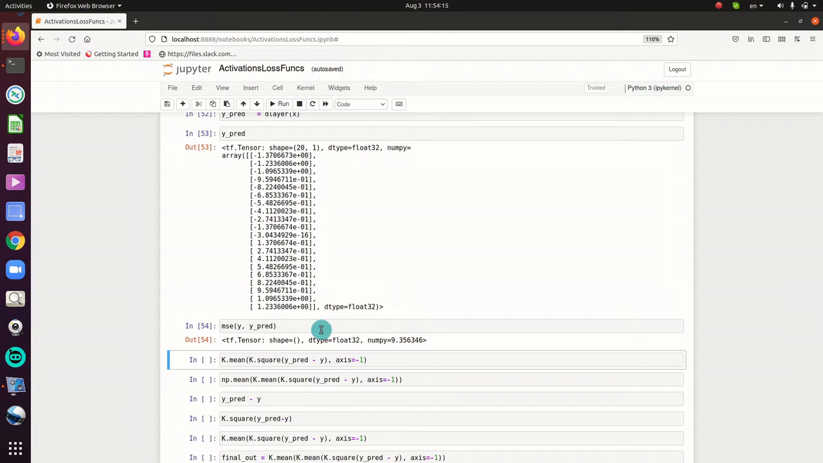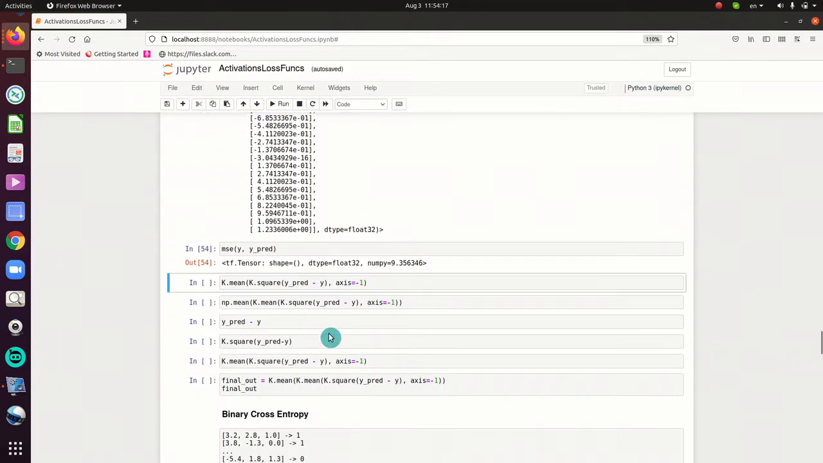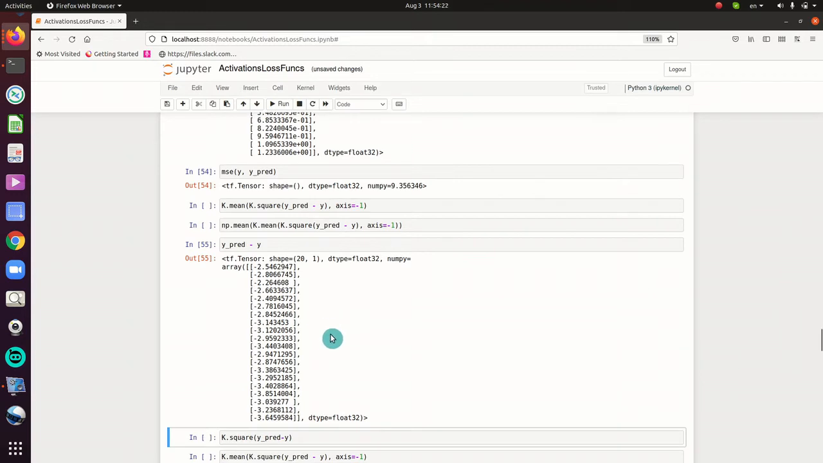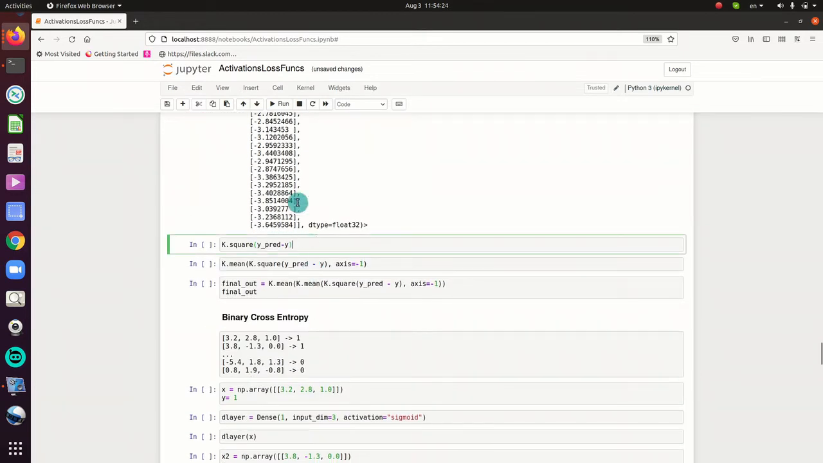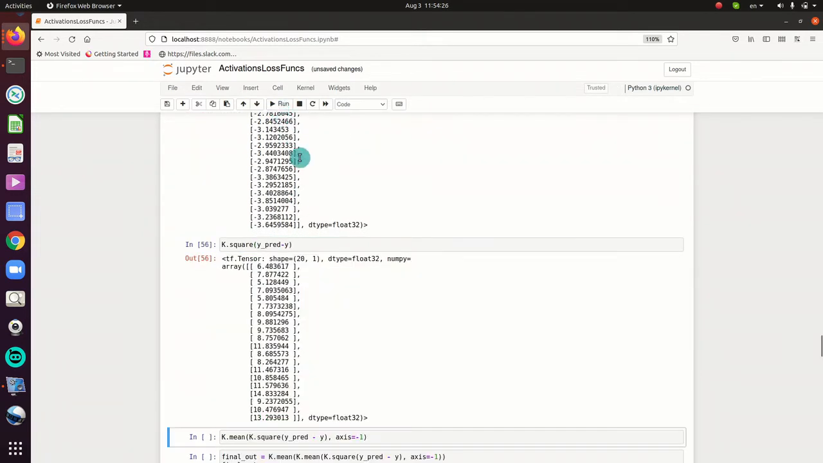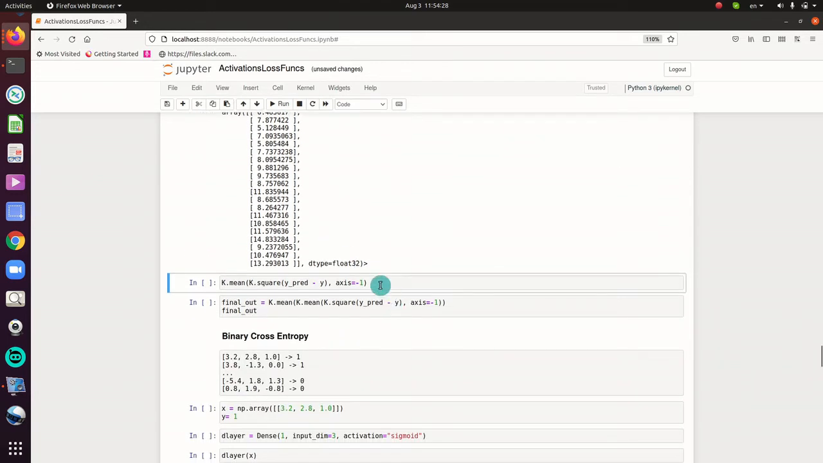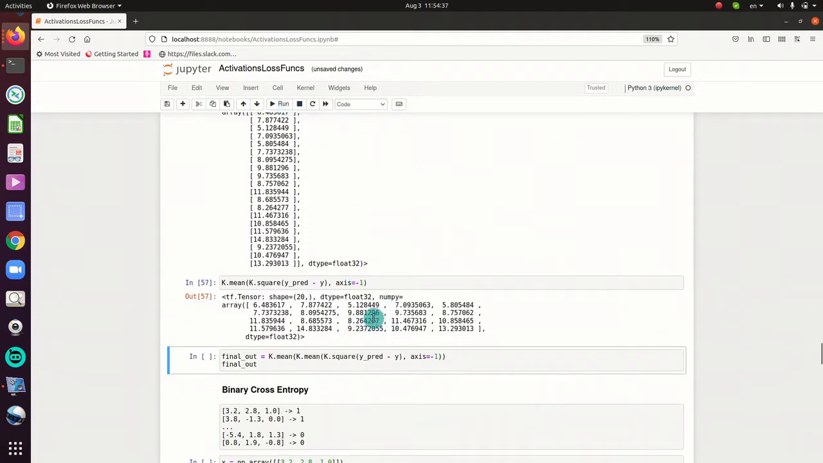Can we compute it with NumPy? Yes, of course. I will diff the two vectors. Again, here it is. Then square the difference vector. Then I will get an average per batch. Here, please take care. I get the mean over axis 1, so I get a mean per row, which means per batch.